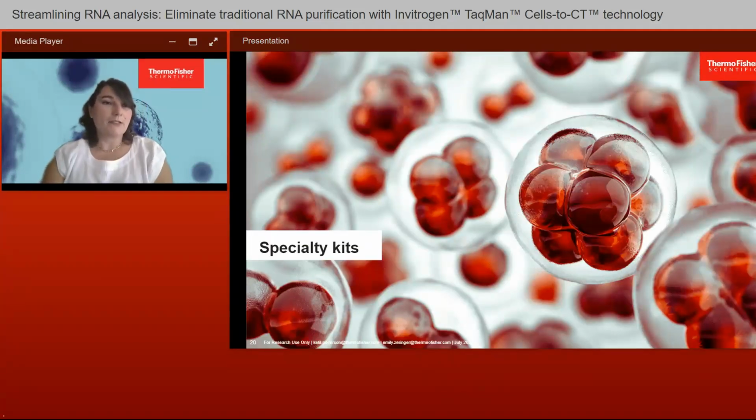So next, I'd like to go into some specialty kits. These may be beneficial for your lab or maybe someone that you know that's working with some of these specialty sample types.